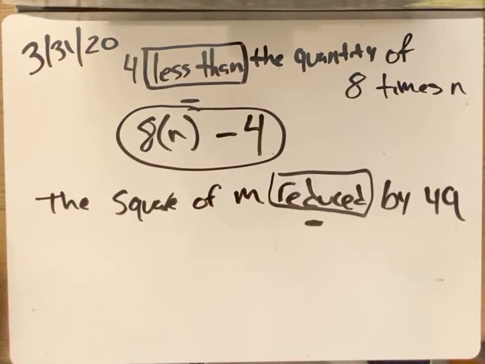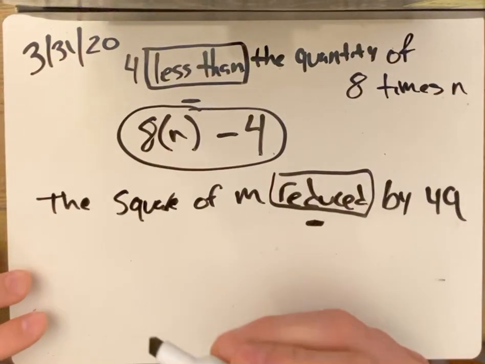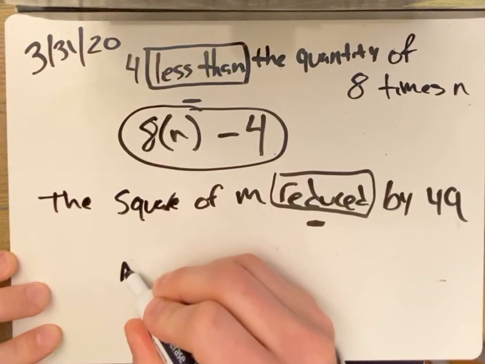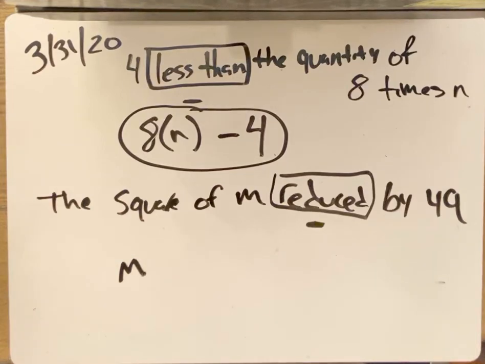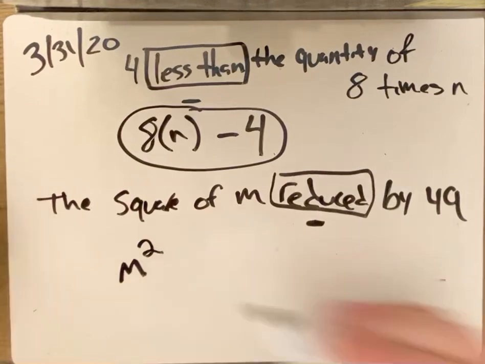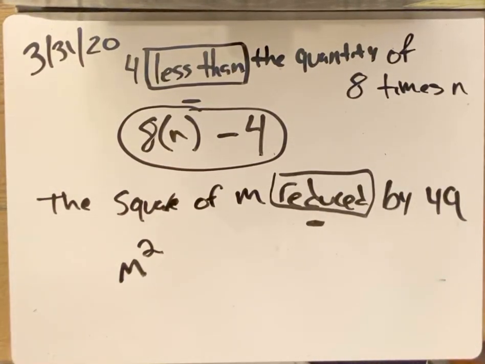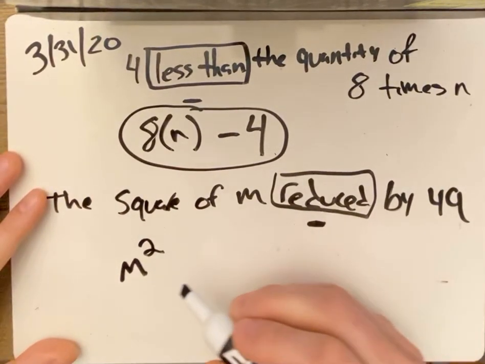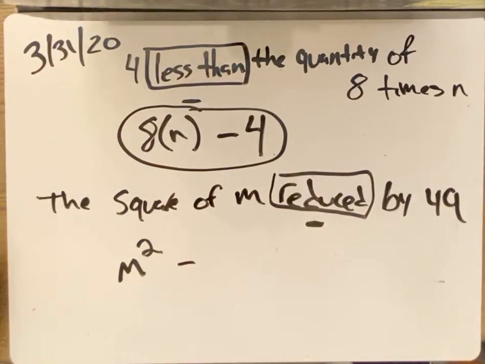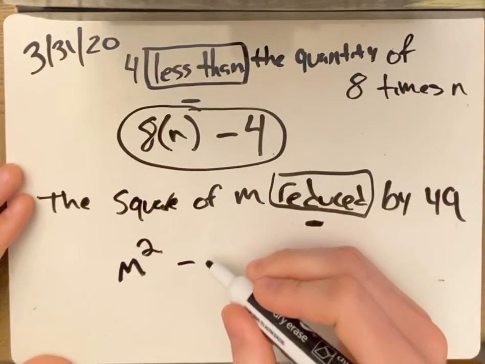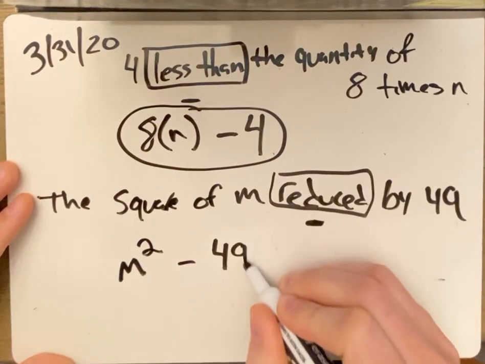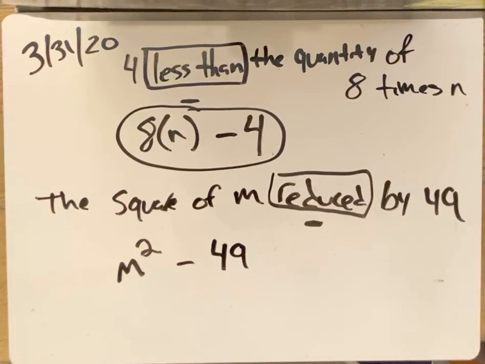So the square of m. Do you remember what squares are? What if I said to the second power? What if I said to the little 2? The square of m. So what does that look like? It's m, and then you're just squaring it, aka you're putting the little 2. Reduced by 49. We already said reduced was subtraction. And then you're just reducing it by 49. And that's your answer.